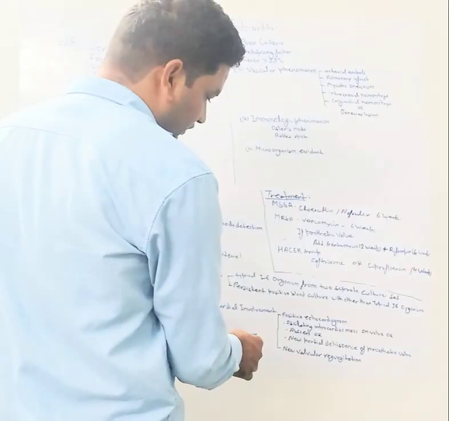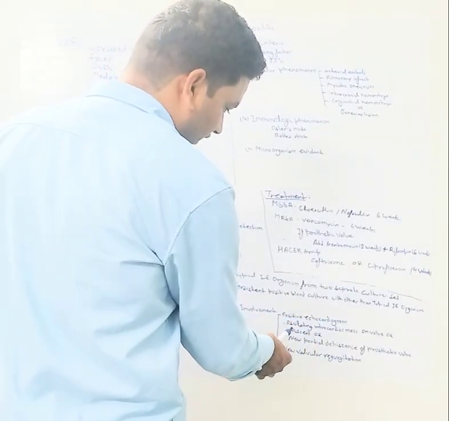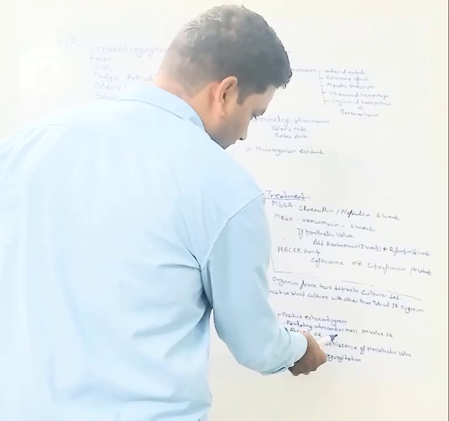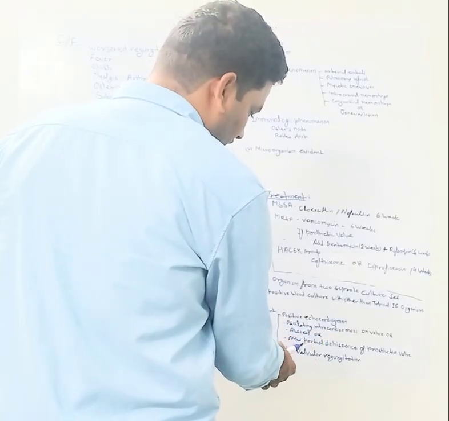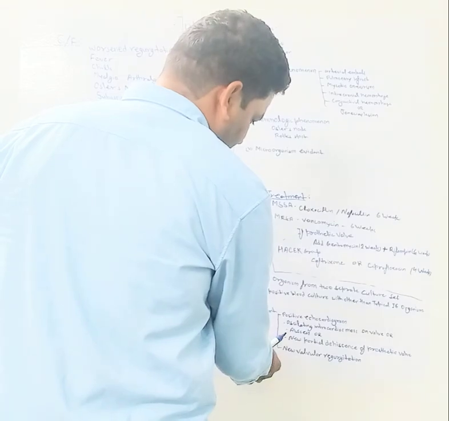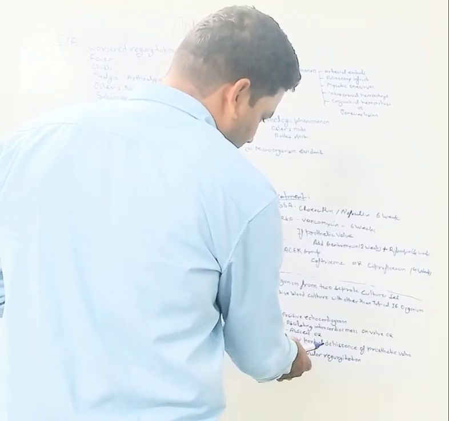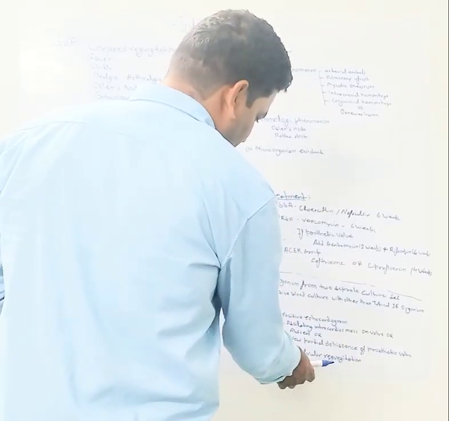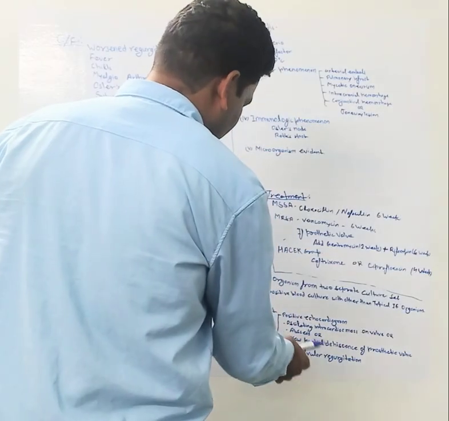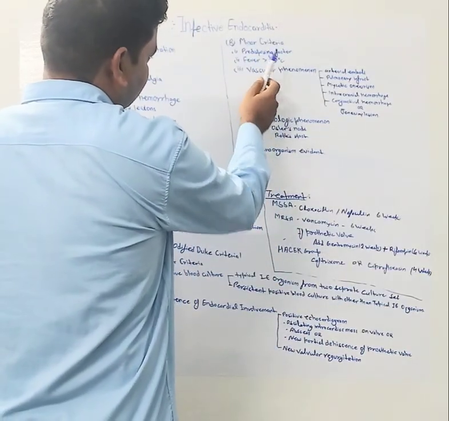Endocardial involvement can be assessed by positive echocardiographic findings like an oscillating intracardiac mass on valve or abscess. And the third, new partial dehiscence of prosthetic valve. New valvular regurgitation can be seen.